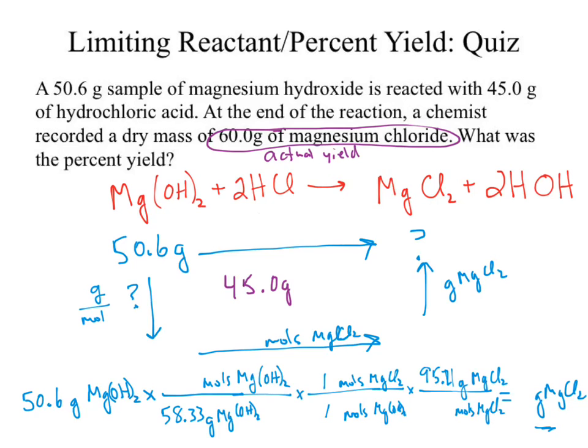Okay, so I'm going to keep that in blue. Can anybody give me one person? Go ahead, raise your hand if you want to be the one person to give me the answer. Okay, you are now it. What's the answer? The calculation shown at the bottom: 50.6 divided by 58.33 times 95.21.